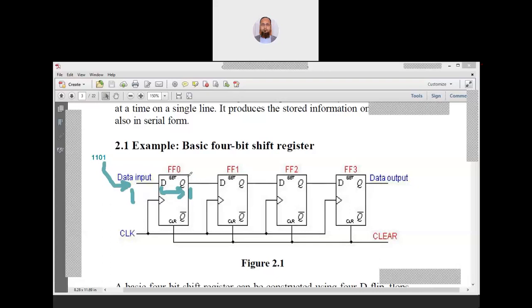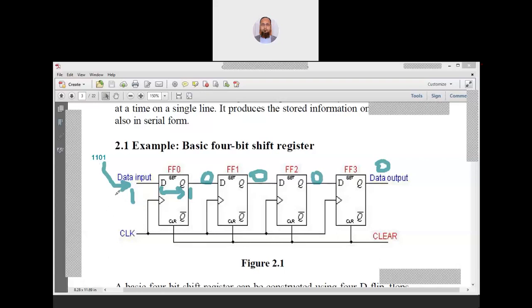What about this? When the clock came, at that time this Q was 0. So the output for this will be 0. This was also 0, so this will also remain 0. This was 0 and here the output will also be 0. Okay. So what happened in the first clock? In the first clock, the data remained only for the first flip flop. FF0 has changed to 1. Okay.